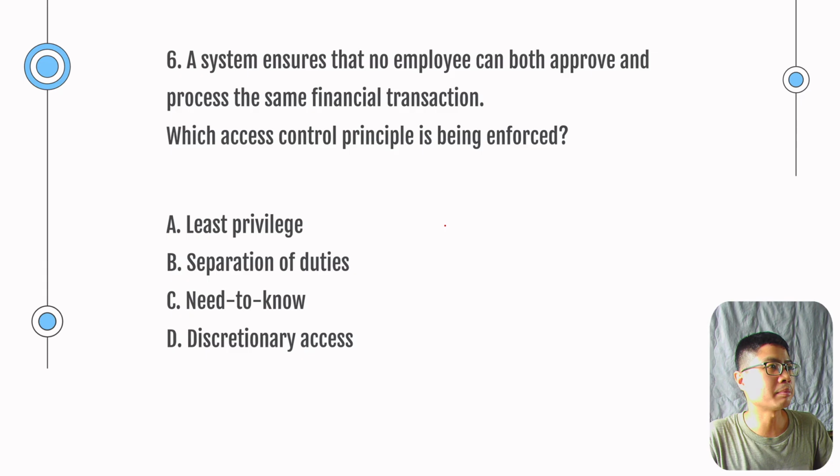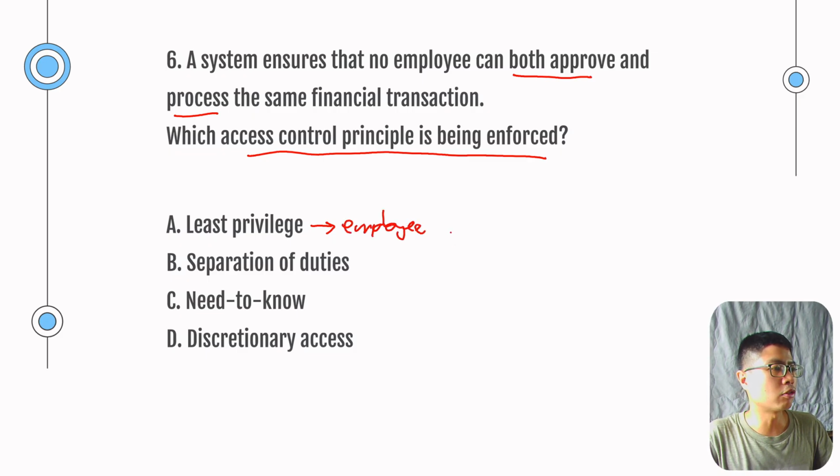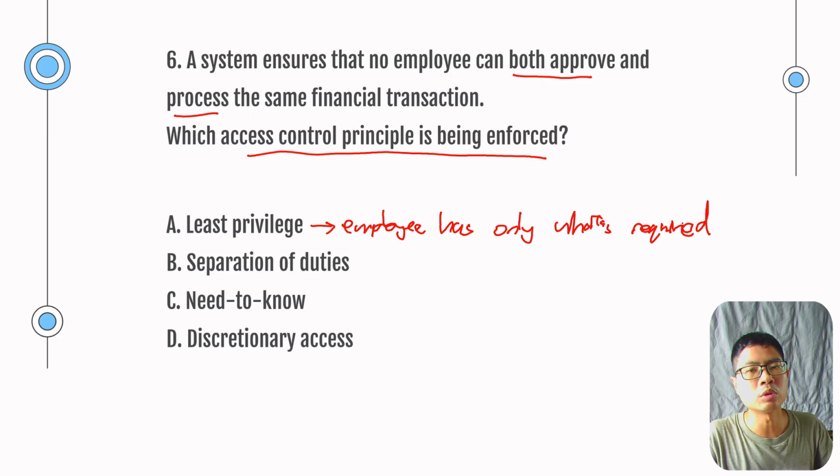Okay, question 6. A system ensures that no employee can both approve and process the same financial transaction. So both approve and process. Which access control principle is being enforced? Okay, so this is something new as well. So if you look at least privilege, what we are trying to enforce is to make sure that the employee has only the amount of privilege that they require to fulfill their duties, as only what's required. So there's no excess privilege, and this is very important to make sure that in the event that the employee is compromised, there won't be a wider blast radius than what is actually intended or required.